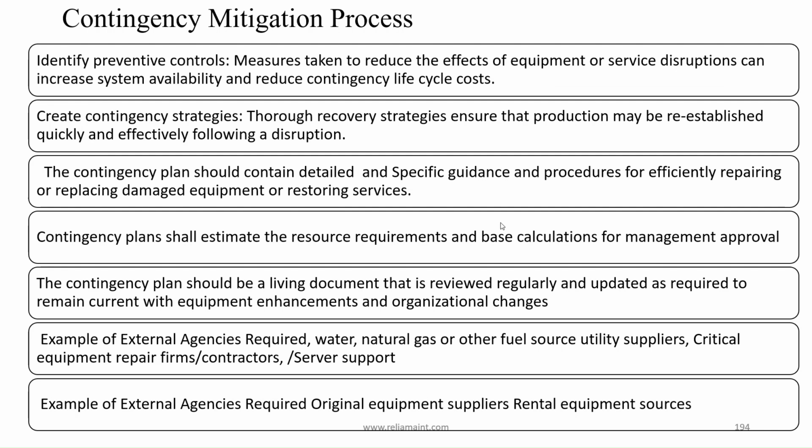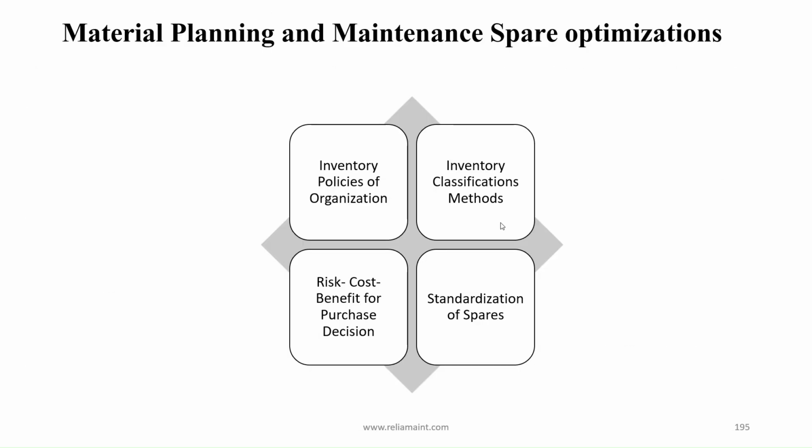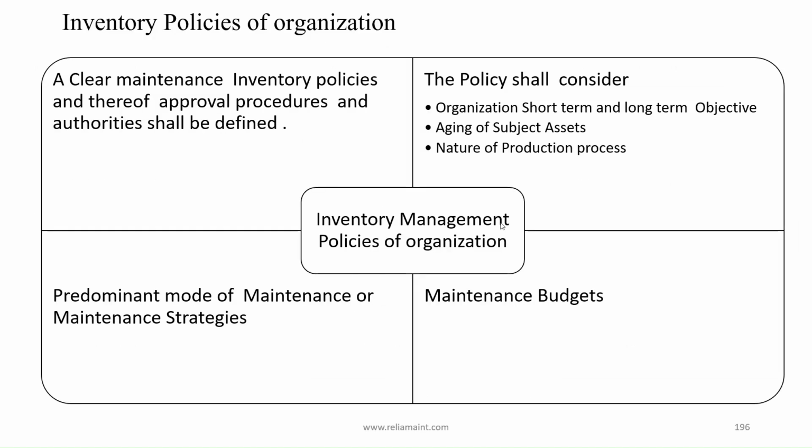Example of external agencies required: water, natural gas, or other fuel source utility suppliers, critical equipment repair firms/contractors/server support. Example of external agencies required: original equipment suppliers, rental equipment sources. Material planning and maintenance, spare optimizations. Inventory policies of organization. Inventory classifications methods. Risk, cost benefit for purchase decision. Standardization of spares. Inventory management policies of organization.